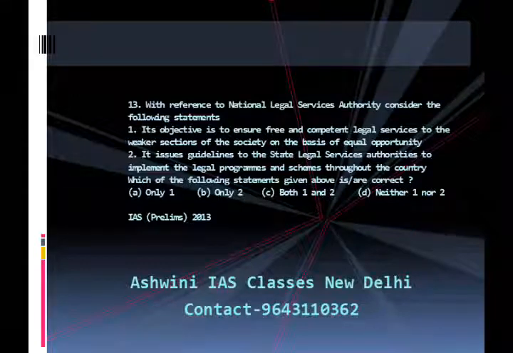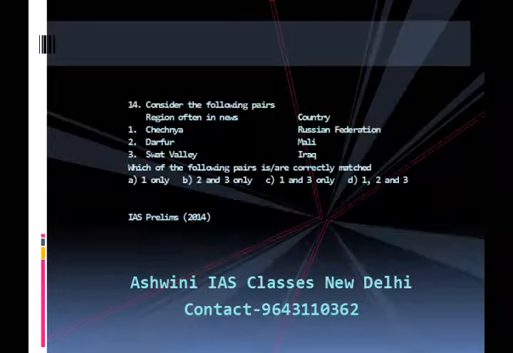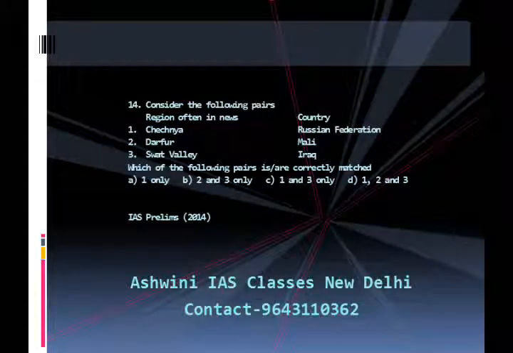Now we move on to the next question, which is number 14. Consider the following pairs. On the one side, there is region often in the news. On the other side, it is country. First, Chechnya, country is Russian Federation. Second is Darfur, country is Mali. Third is Swat Valley, country is Iraq. Which of the following pairs is or are correctly matched?